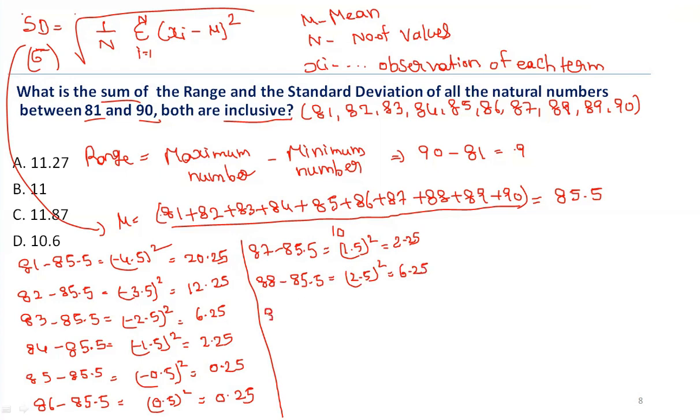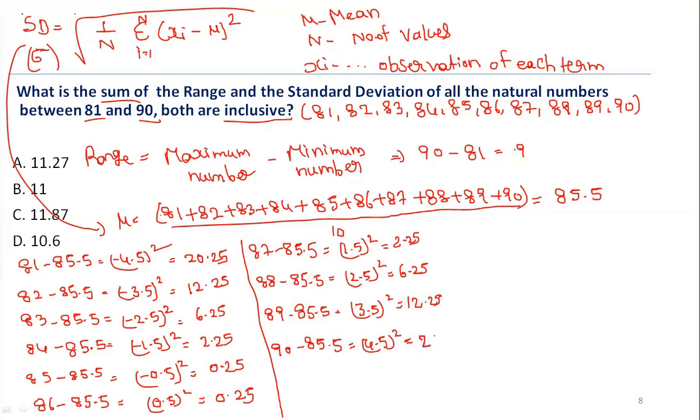And next, do the same thing with respect to 89. 89 minus 85.5 is equal to, this is nothing but 3.5 whole square. 3.5 whole square means 12.25. Let's find out for the last, 90. 90 minus 85.5 means how much will be the value? The value will be 4.5 whole square. 4.5 whole square means it is nothing but 20.25. Okay. So that's how the square value of each observation with respect to mu, we have solved it.